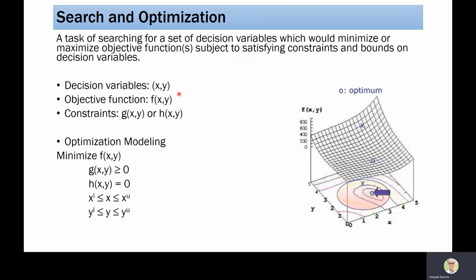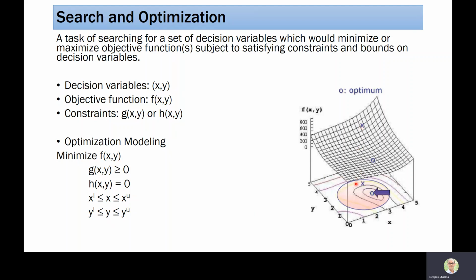Now, once our model is ready, our task is searching for a set of decision variables which would minimize or maximize the objective function while satisfying the constraints and bounds. So we are looking for an X, Y value so that I will get the minimum value of F such that the conditions of G, H and the bounds on X and Y are satisfied. Generally, if you look at the figure on the right hand side, we don't know where the solution is which is going to give me the minimum X and Y. Let us take this as an optimum solution.